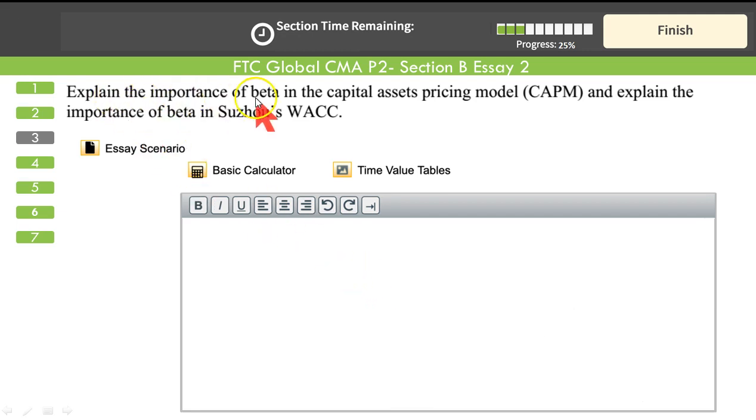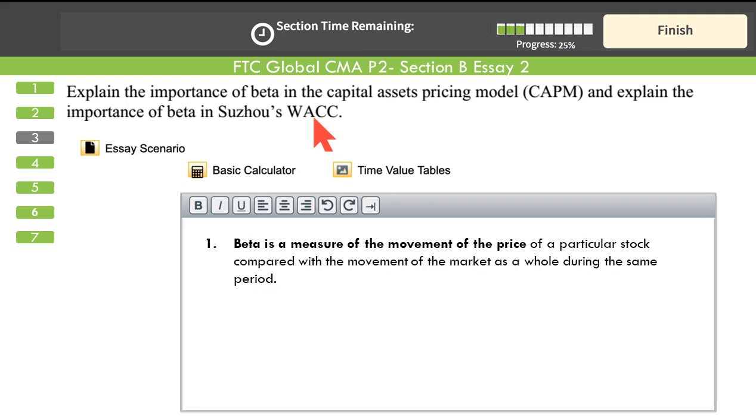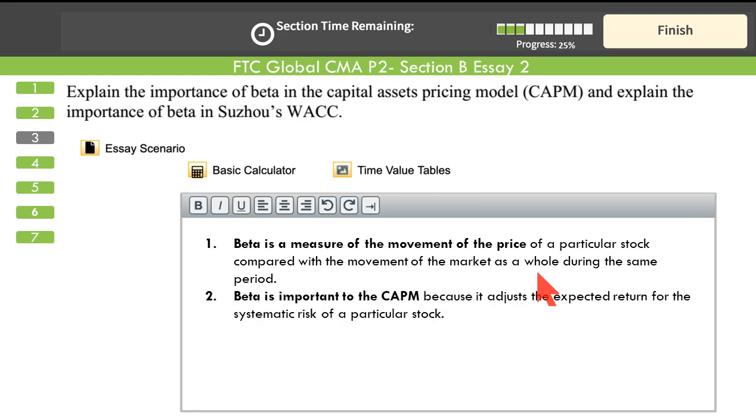explain the importance of beta in the capital asset pricing model and explain the importance of beta in Shuzu's weighted average cost of capital. We have discussed beta previously. It's the measure of risk. It's the volatility, or a measure of systematic risk. Beta is the measure of movement of the price of a particular stock compared to the movement of the market as a whole during the same period. And we have seen beta could have three possible values: less than 1, greater than 1, or equal to 1. And we have discussed these.